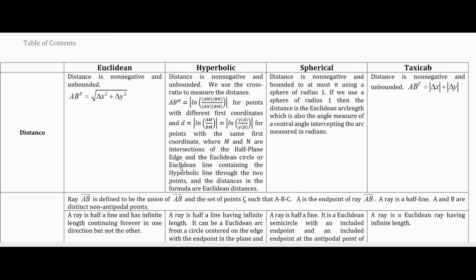So as a Euclidean thing, take the point, go to the center of the sphere, and then to the other point, measure that angle in radians, and that's the same as the Euclidean arc length, since the radius of the sphere is 1. And so that's going to be the distance there, which is also the Euclidean arc length.